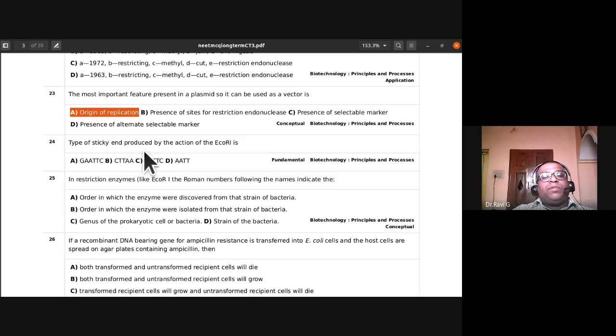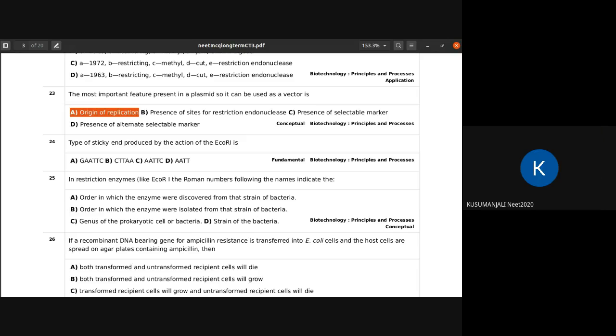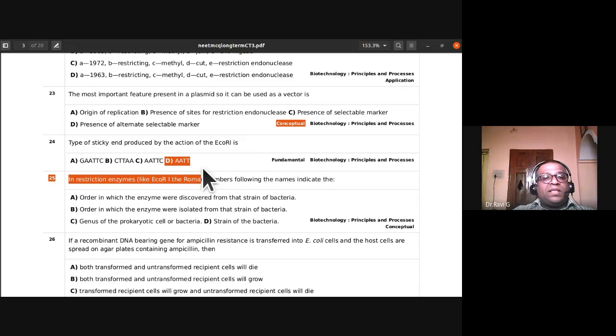The type of sticky end produced by the action of EcoRI is, what is it? Option D. AATT is produced. So option D is the answer.